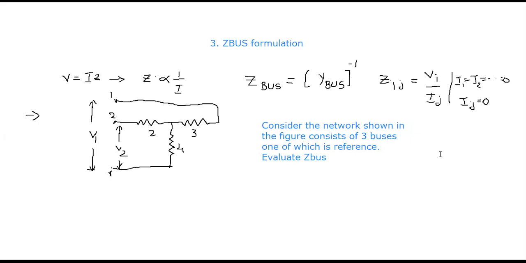I will give you two to three minutes to determine this. Already everything is known to you. Nothing is new, nothing difficult in it. Just use your knowledge to obtain the Z bus formation. So this is I1. Now this is I2.